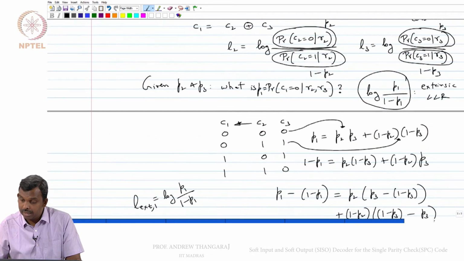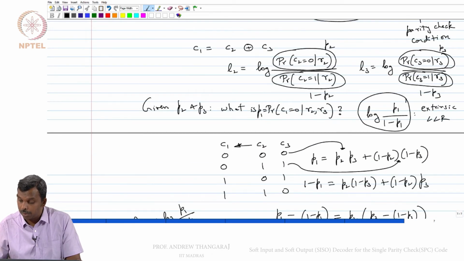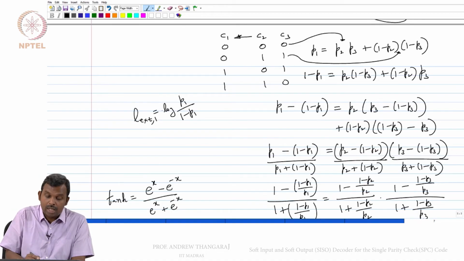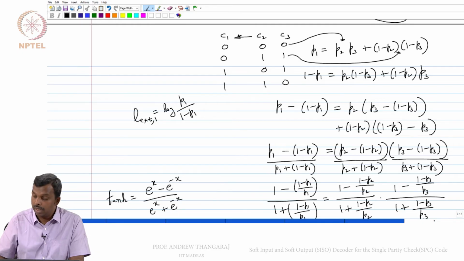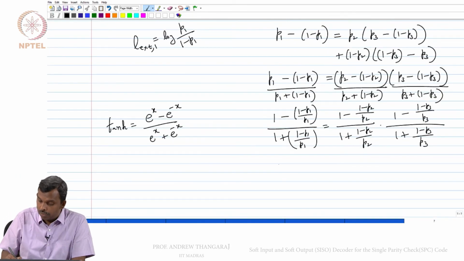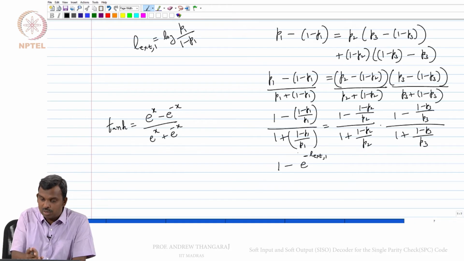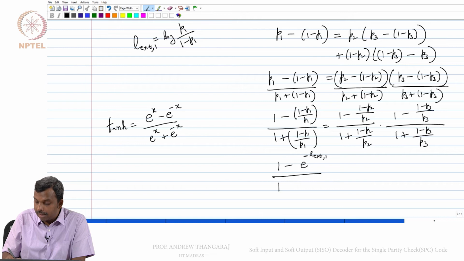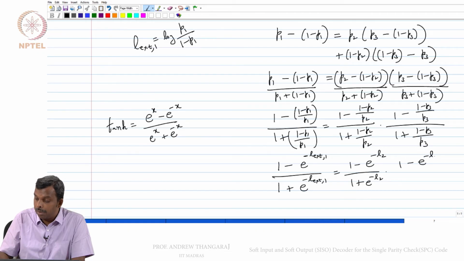Now remember, I am interested in the extrinsic LLR, log P1 by 1 minus P1. I am going to define this as Lxt1, which is log P1 by 1 minus P1. This is the extrinsic LLR about bit 1. Let's write everything in terms of the extrinsic LLR and L2 and L3. How do I write that? If you notice here, this is 1 minus e power minus Lxt1 by 1 plus e power minus Lxt1. Why do I get the minus? It's because the ratio is inverted. Likewise here you will have e power minus L2 by 1 plus e power minus L2 times 1 minus e power minus L3 by 1 plus e power minus L3.